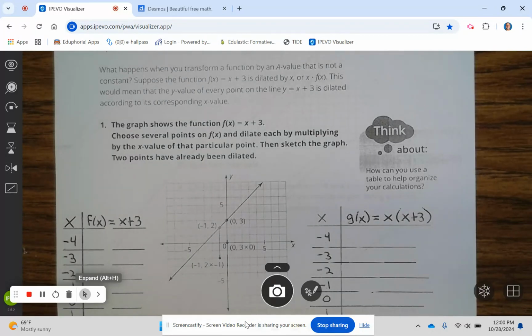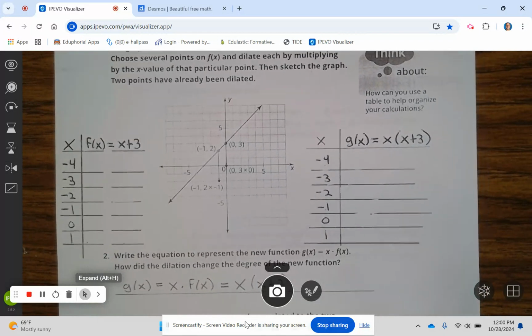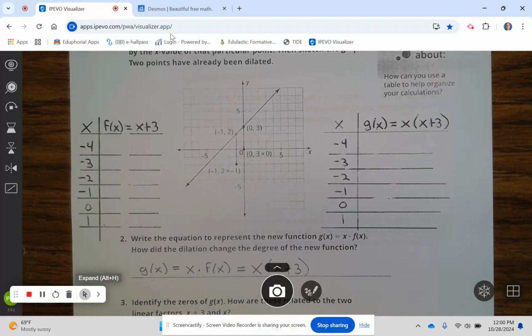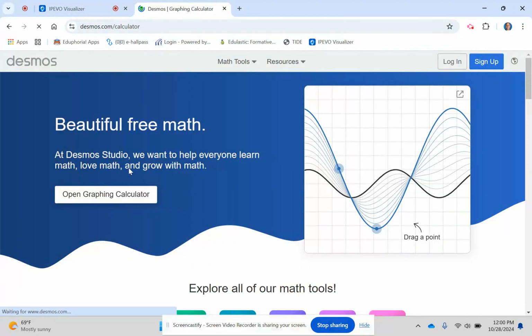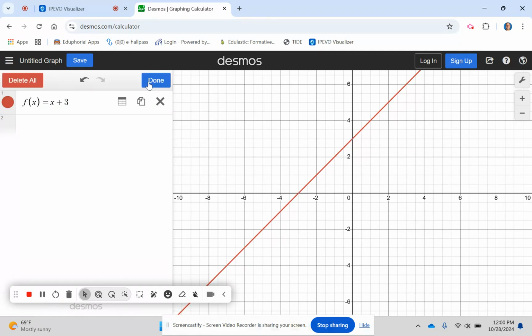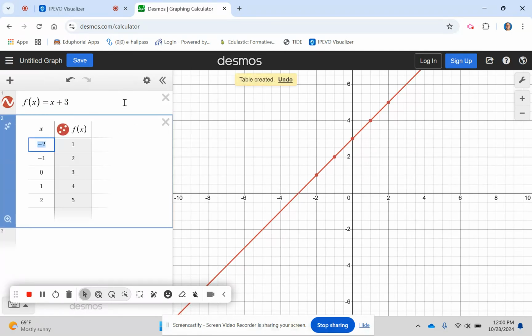1. The graph shows the function f of x equals x plus 3. Choose several points on f of x and dilate each by multiplying by the x value of the particular point. Then sketch the graph. 2 points have already been dilated. All right, so first things first, let's go ahead and graph f of x equals x plus 3. To do that, we're going to use Desmos. I'm going to graph f of x equals x plus 3, and then I'm going to click this little circle right here, add table, and then I need to change the values to match the table on the page.